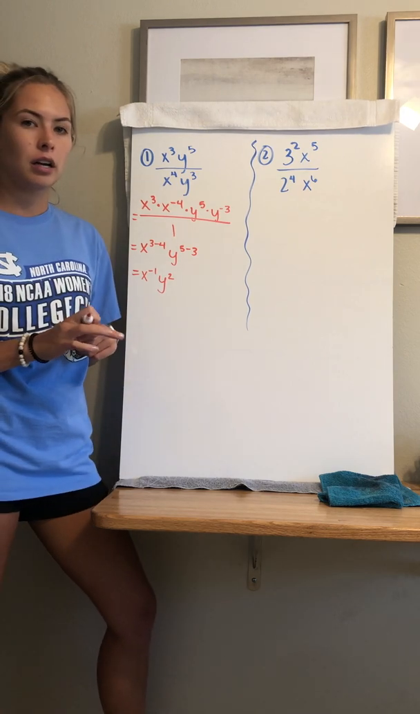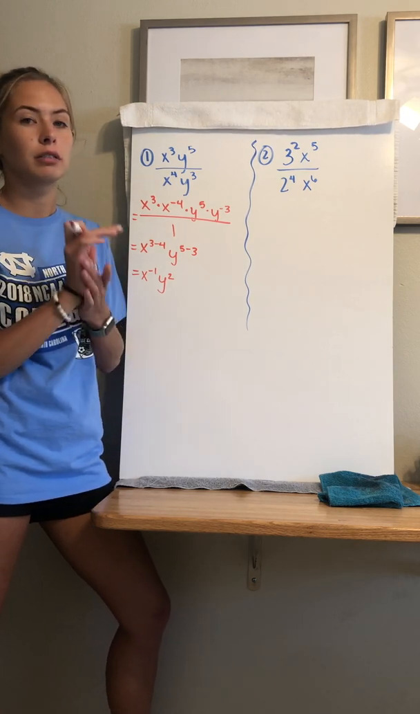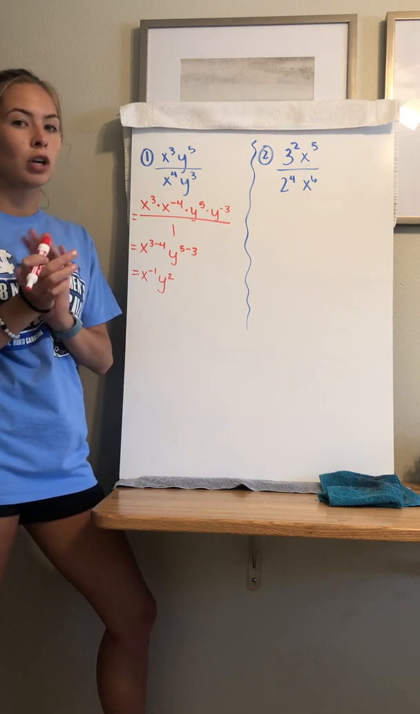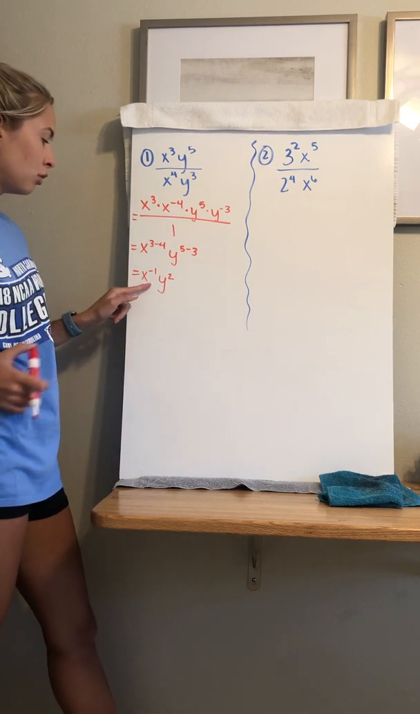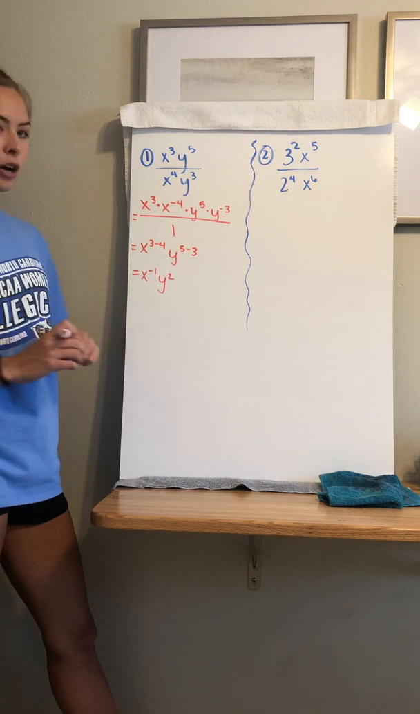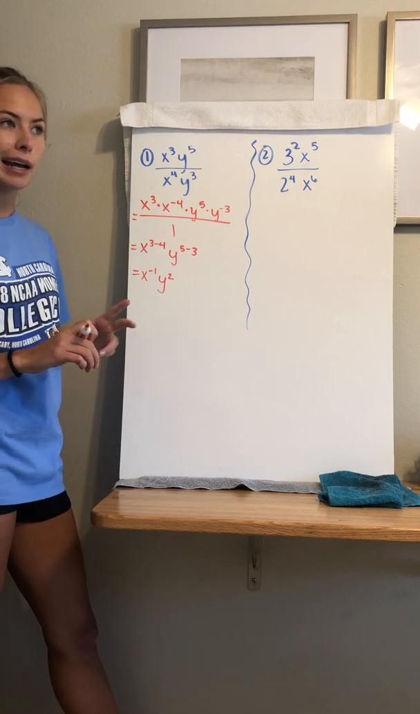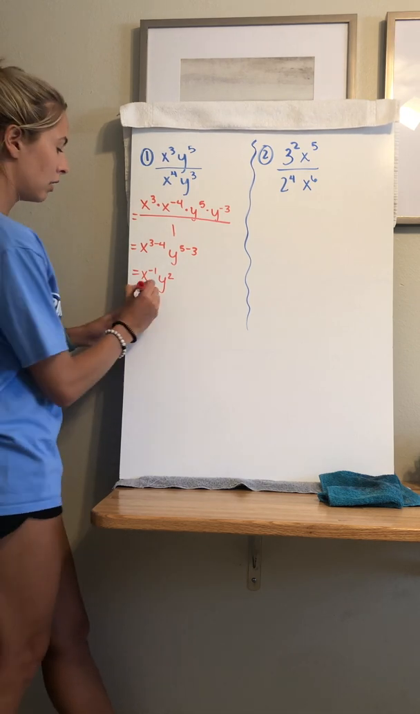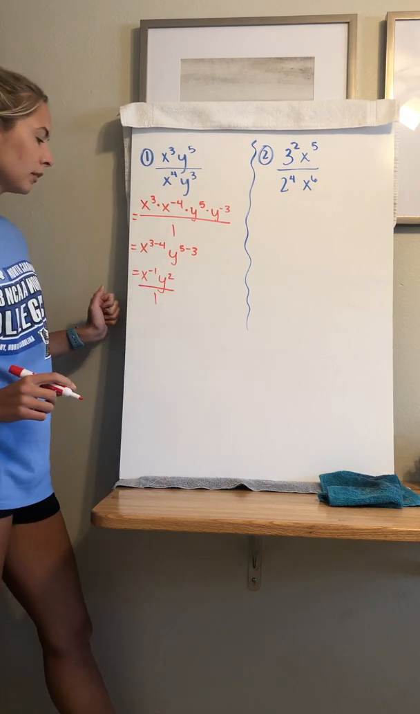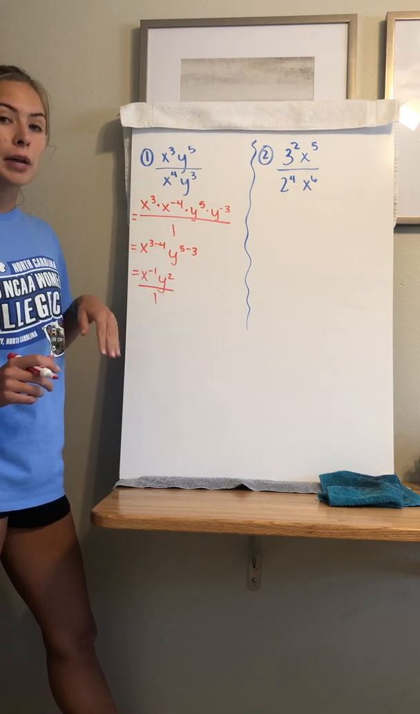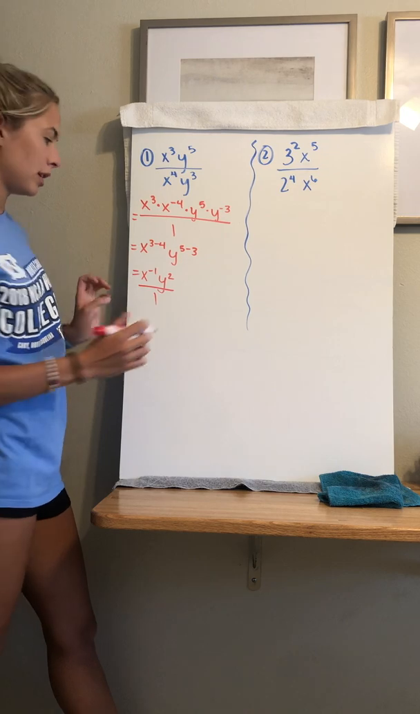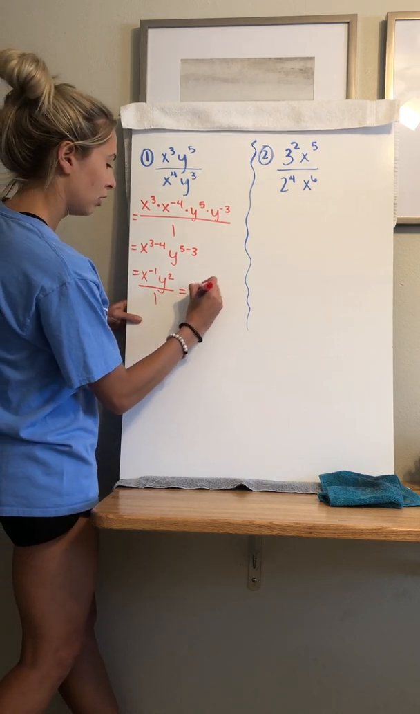Again, we don't like a final expression with a negative exponent, so we're going to go ahead and change this to a positive exponent. And how do we do that? It's technically over a 1 right now, right? All of this is over 1. So I'm going to move that into the denominator, changing the sign of the exponent to a positive.